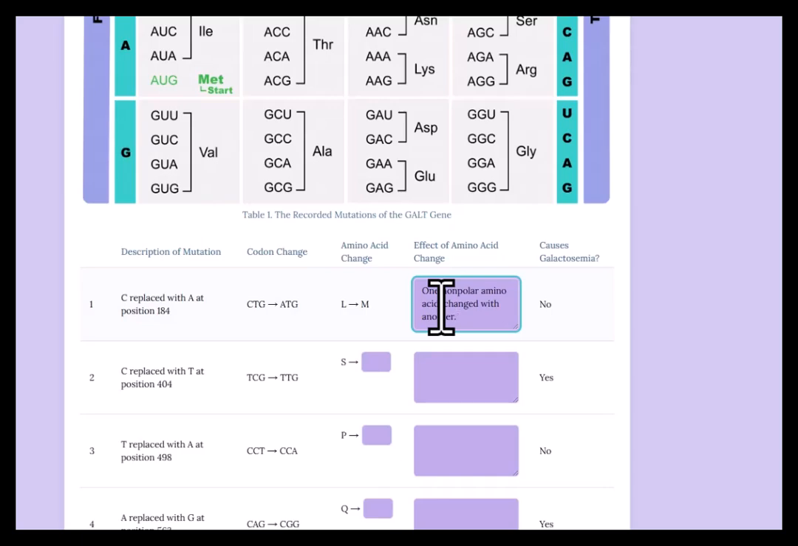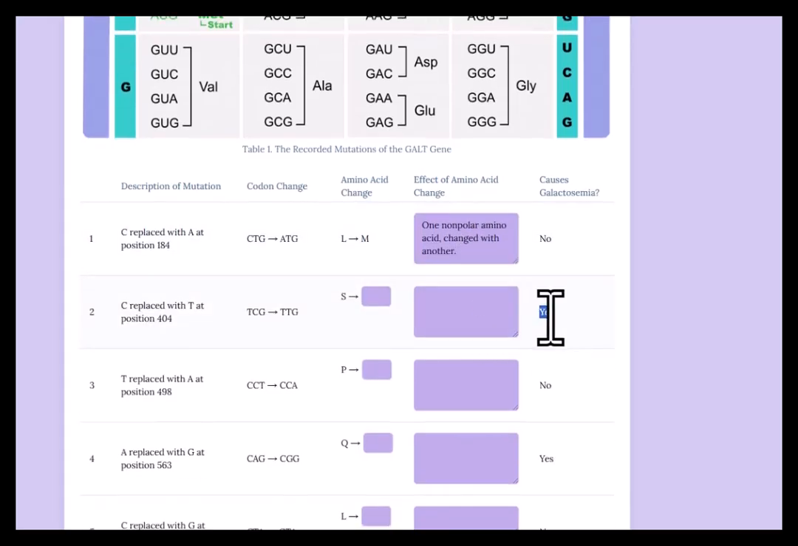Now, generally speaking, if an amino acid with the same chemical properties is substituted out by a mutation, it's generally not going to have any kind of significant effect. It'll still work. So the answer for this mutation causes galactosemia is no, because it's a similar amino acid that's being replaced in the mutation.